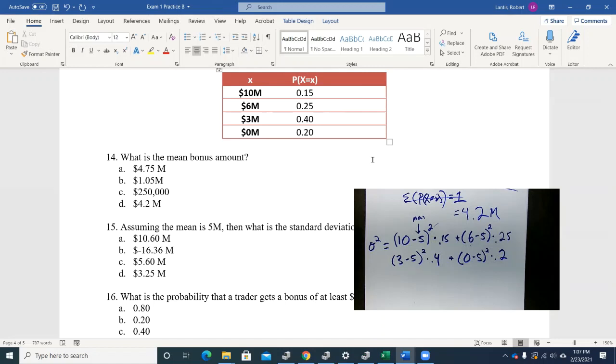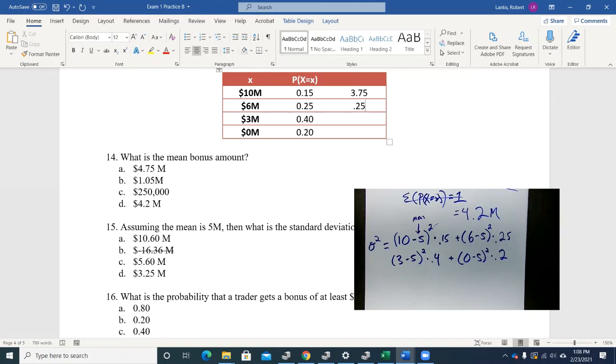I could go through and write down each one of these. So 10 minus 5 is 5. Squared is 25. 25 times 0.15 should be 3.75. Then the next one, 6 minus 5 squared is 1 times 0.25. It's 0.25. And I could calculate each one individually and then go back and add them all up.